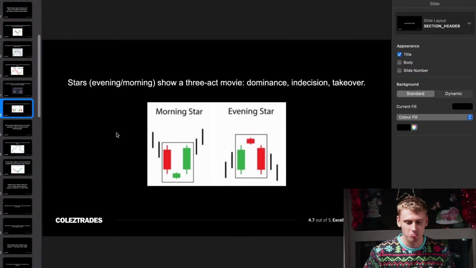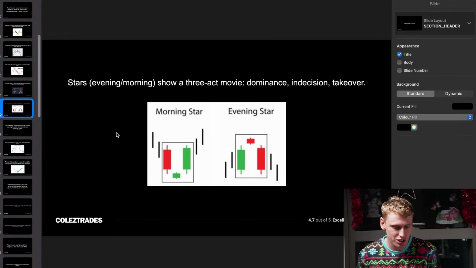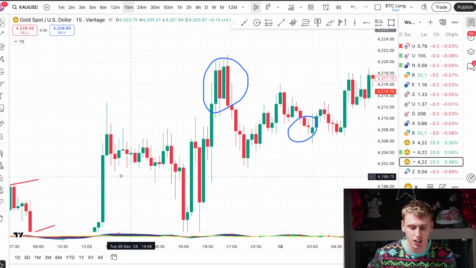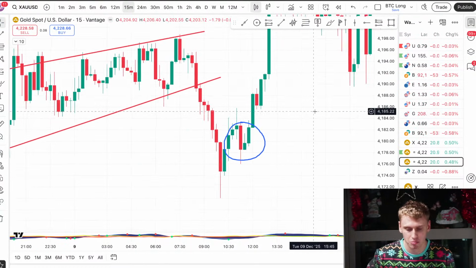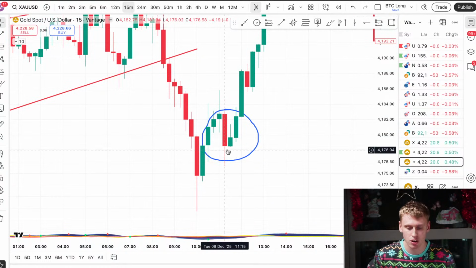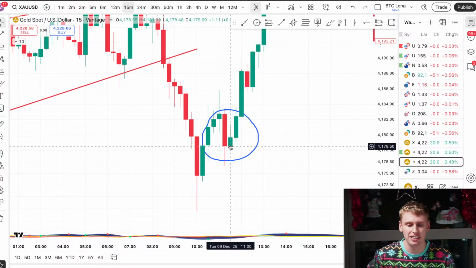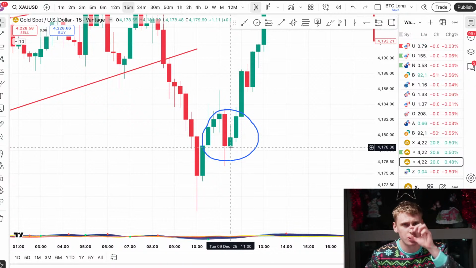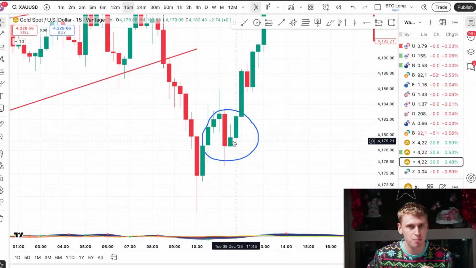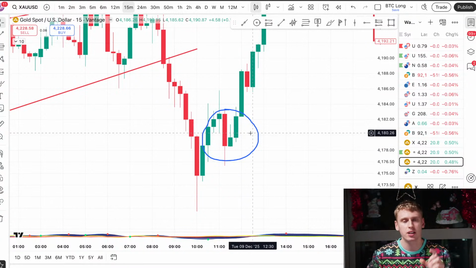Okay, let's continue. So, stars. Evening and morning stars show a 3-act movie: dominance, indecision, takeover. Let's have a look at where a shooting star has taken place. So we can see here, sellers dominated the price. Small green candle here. This can be a green candle or a red candle, just a small body, a small candle. Then takeover. The buyers have just gone, you know what, we're over. So dominance, indecision, takeover. That's what we're looking for.